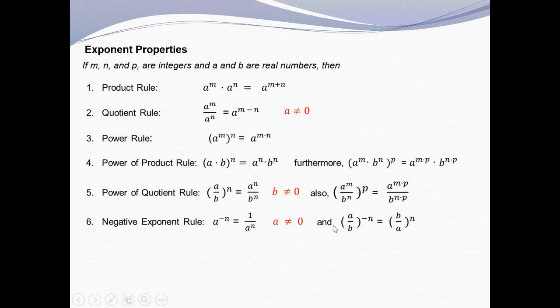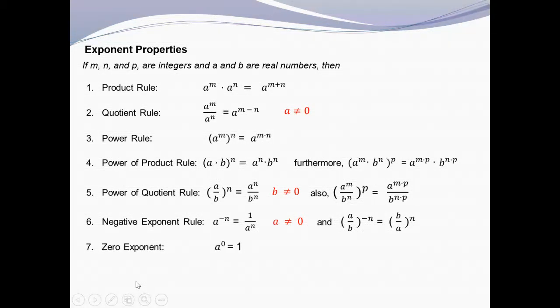And similarly, if you have a divided by b, both in parentheses raised to the negative n power, all you do is take the reciprocal and make the exponent positive. It's the same thing as applying this rule here on the left, right? Because 1 over a divided by b will be the reciprocal, which will be b over a, and then both raised to the n power.